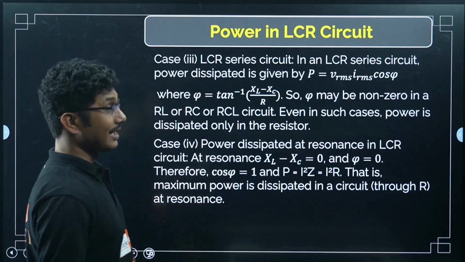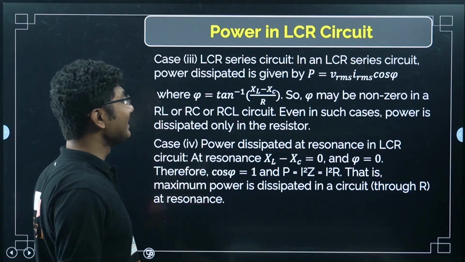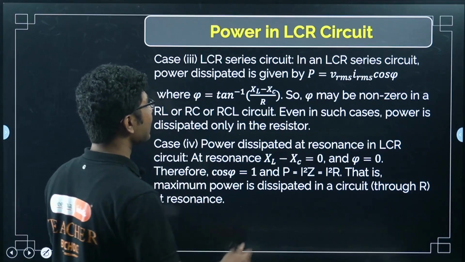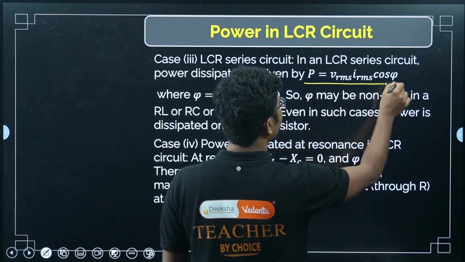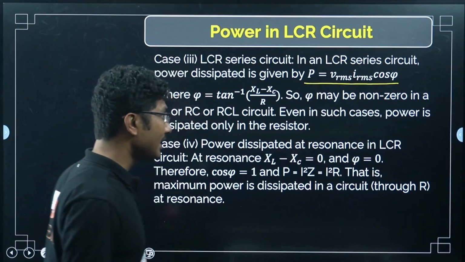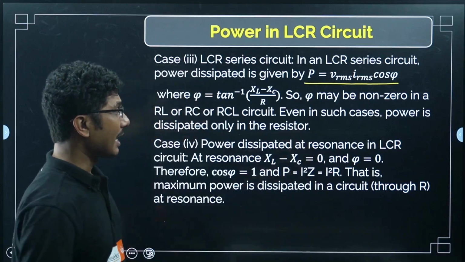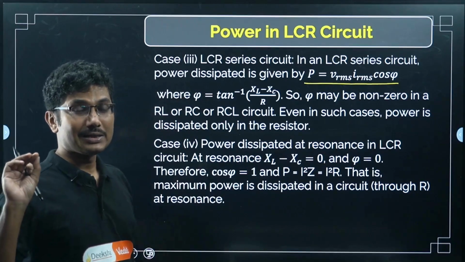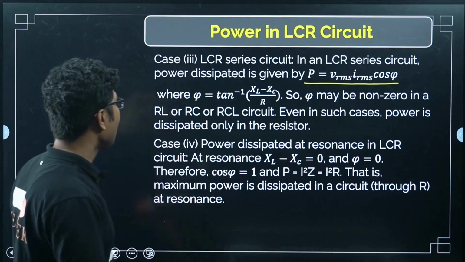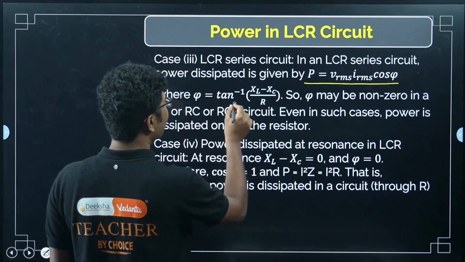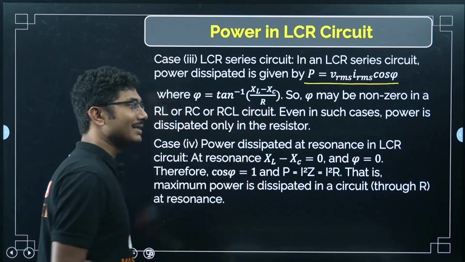LCR series circuit. Now let us consider the LCR series circuit. In an LCR series circuit, power dissipated is given by P equals V RMS I RMS cos phi, or V I, capital V capital I, which is nothing but the RMS values, where phi is given by tan inverse of (XL minus XC) by R.